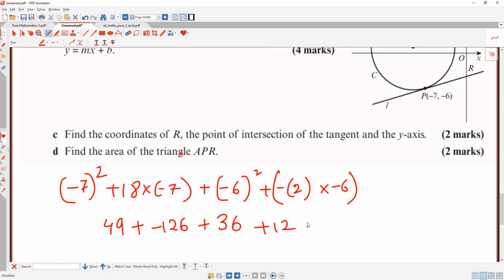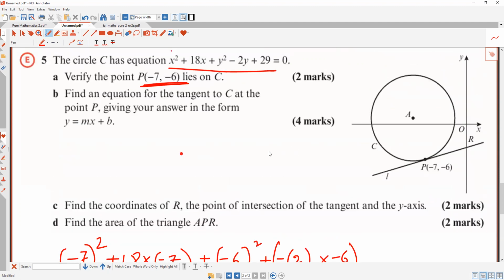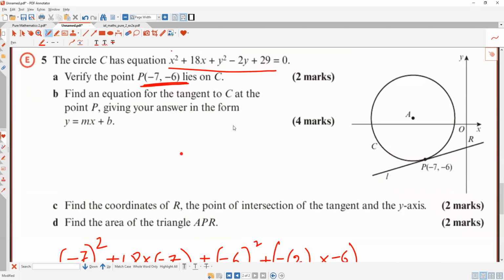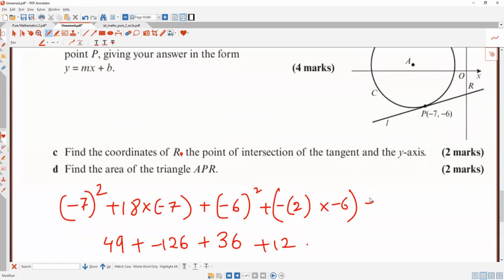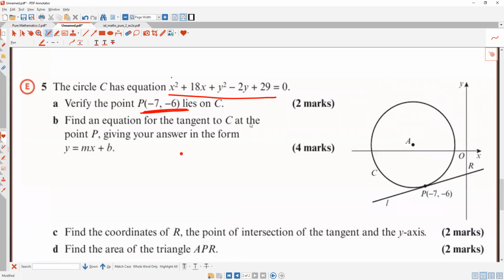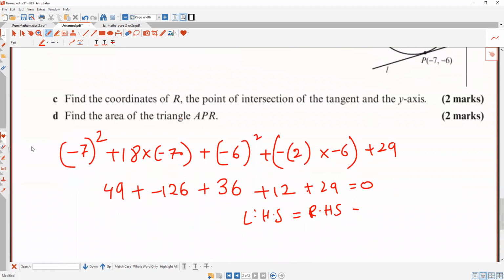I think I made a mistake of some sort. Minus 2y plus 29. Yes, you have plus 29 also, which I forgot to mention. Plus 29. So if you do this, your answer is 0. So your left hand side is equal to your right hand side. Hence, proved that -7, -6 lies on this circle. It's a 2-mark question, A part. Now let's do the B part.